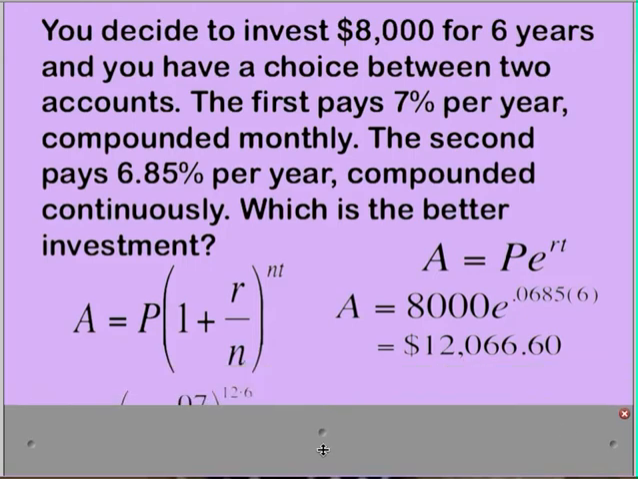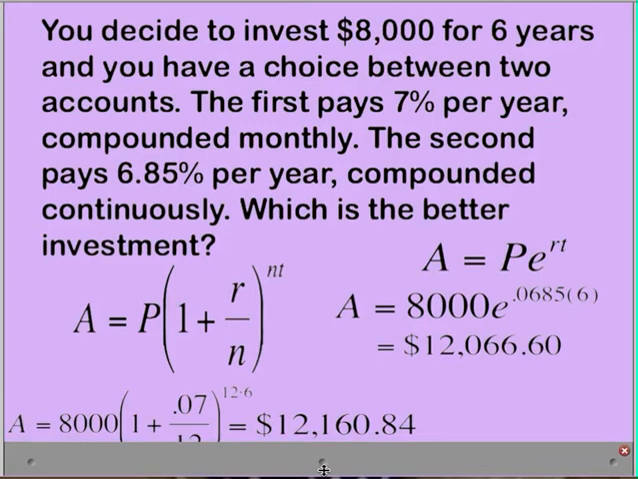On the left, I have the model that is used for compounding monthly. And so I have 8,000 times 1 plus 0.07, that's my 7%. I have to divide that by 12 months. Add that to 1, because anytime you are increasing in a percentage, you always add that decimal to 1. And then I'm going to raise that to the 12 times 6 power, because there's 12 months in a year for 6 years. That would be 72 months. And I get $12,160.84. So in comparison here, the better investment would be the compounding monthly for 7%.